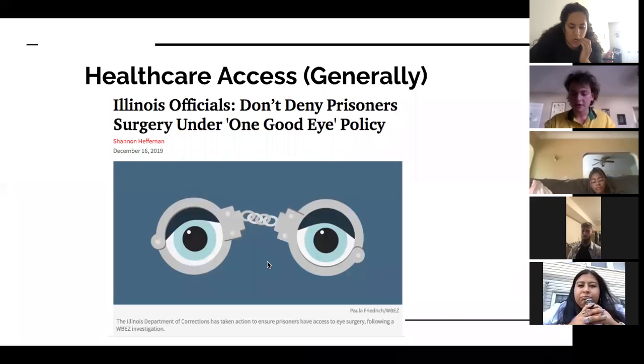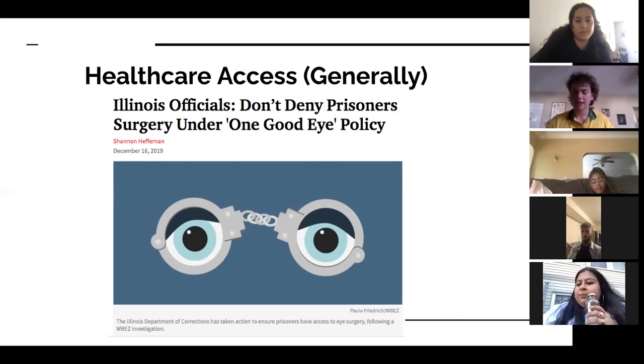I also just wanted to note that healthcare in prison is really abysmal for anyone, and healthcare is also often more difficult to access while in solitary confinement. For example, the Illinois Department of Corrections has a contract with Wexford Health Services, which is a private healthcare company. And Wexford is paid in advance for their services, so they really have no incentive to provide actual care. And this article is referring to Wexford's claim that they could deny people surgery on both eyes because you only need one eye to see.